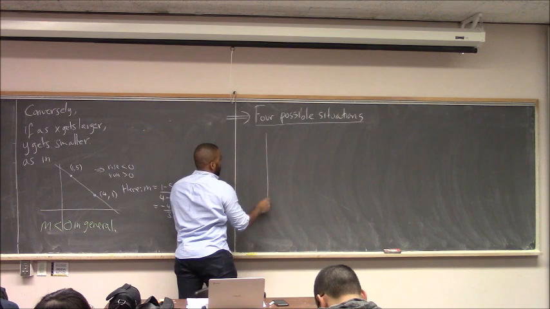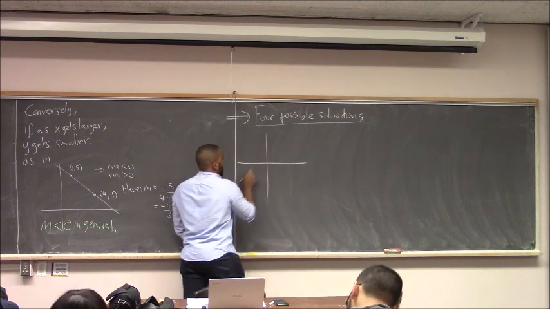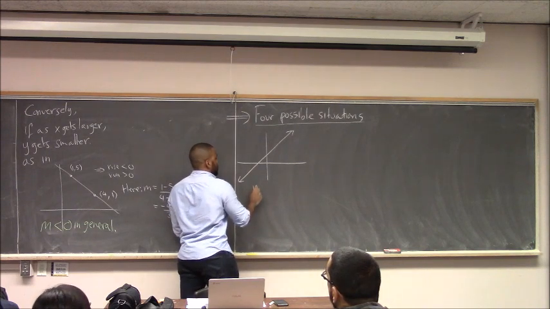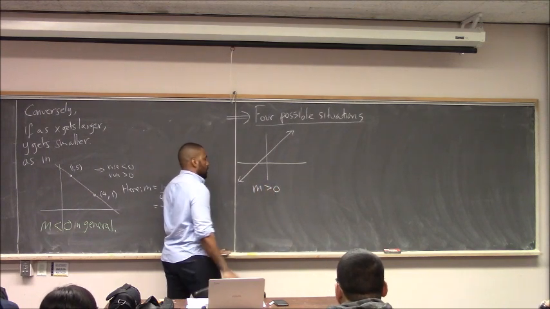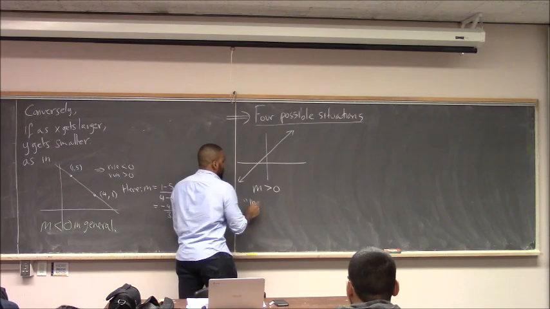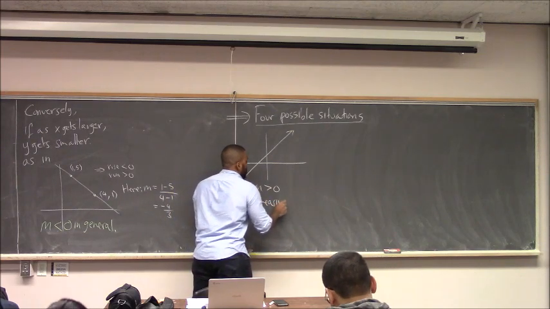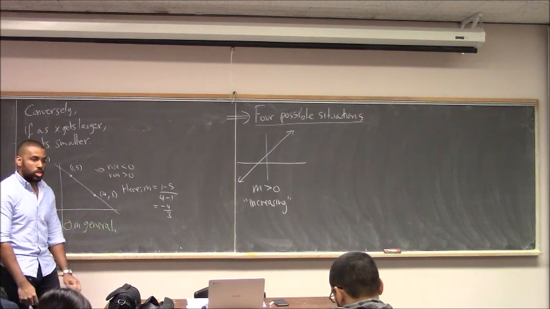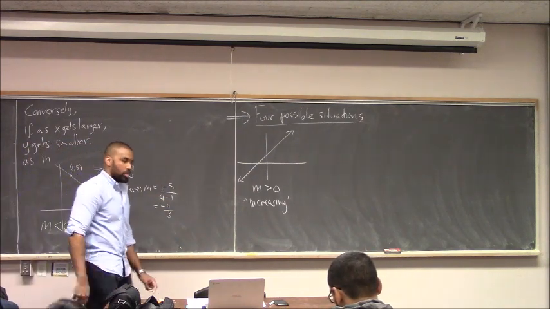You can have one situation. This is where your line goes up as you move from left to right. This defines a situation where the slope is positive. Such a line is called increasing. So I can tell you this line is increasing. It's the same as me telling you it's positive slope. It's the same as me telling you it moves up as you go from left to right.